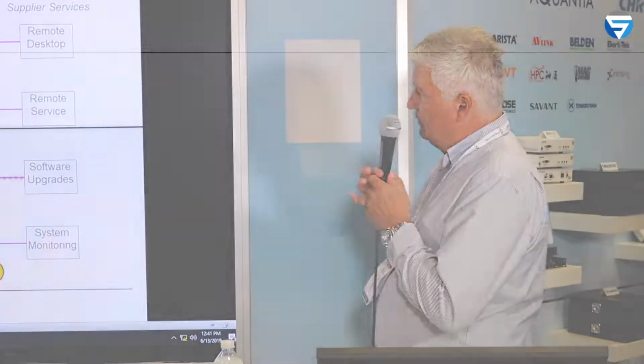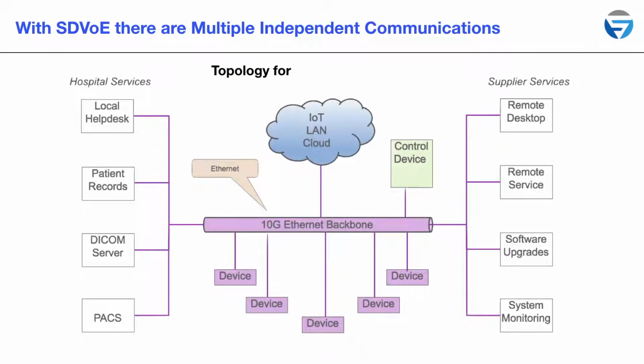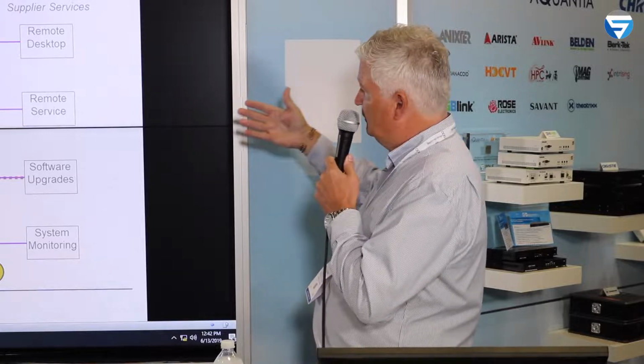Just to finish the point on SDVoE, rather than a single point of failure, with SDVoE there are multiple independent communications. For example, locally there could be a local help desk, patient records, of course, a DICOM server for patient images, the PACS. They're all based on Ethernet, and there could be an issue in the OR, and the local help desk can run a remote desktop session and control the controller to help the circulating nurse or staff nurse with a user error, a user problem. That can be running whilst the video is all being transmitted through the switch.